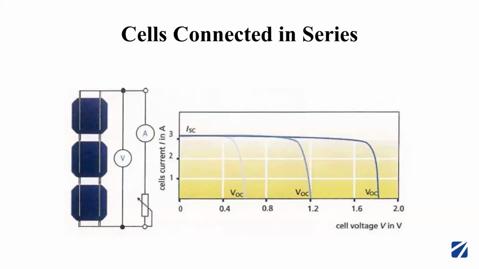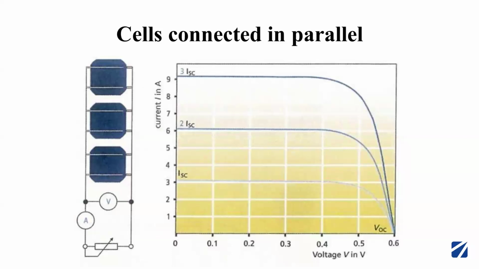Now we will understand how the cells are connected in series. If your requirement is in such a way that you want more voltage, we will connect the cells in series so that the voltage gets added up and the current remains the same. Whenever we manufacture solar panels, all the cells are connected in series.